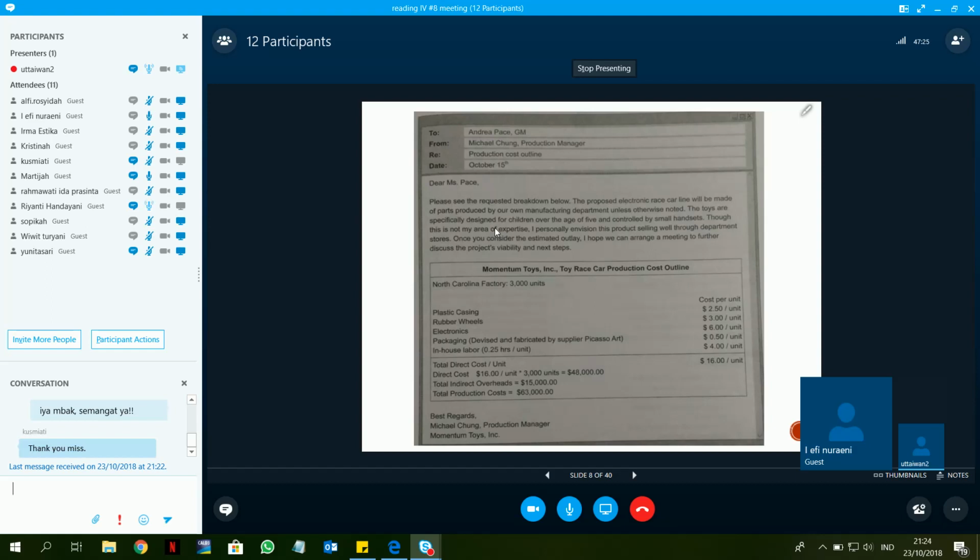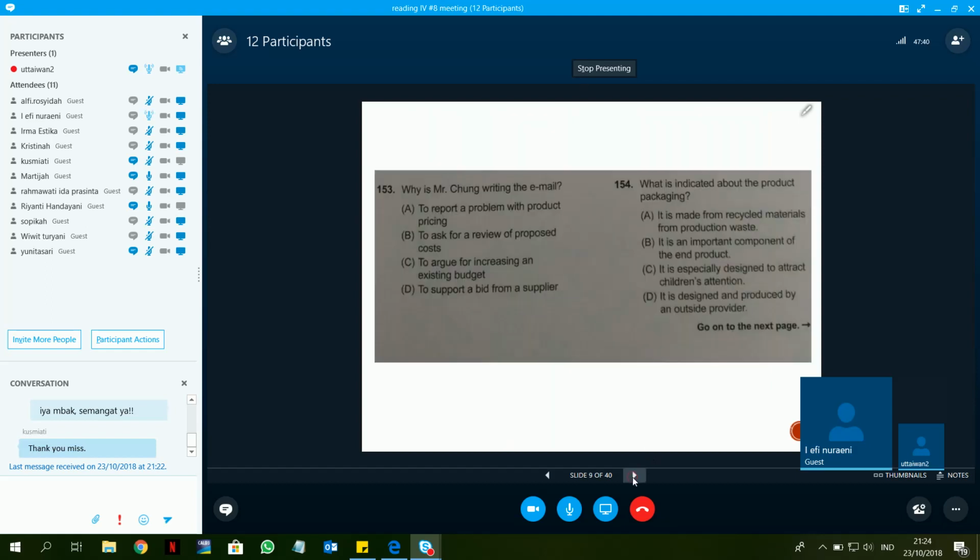Oke, good. Nah, kemudian berarti ini kan pengirimnya itu Mr. Chang ya. Ini kan tentang apa? Terus kemudian ada breakdown-nya. The proposed electronic race car line will be made of parts produced by our own manufacturing. Kita lanjut ke soalnya. Why is Mr. Chang writing the email? To report a problem with product pricing, to ask for a review of proposed cost, or to argue for increasing an existing budget, or to support a bid from a supplier.